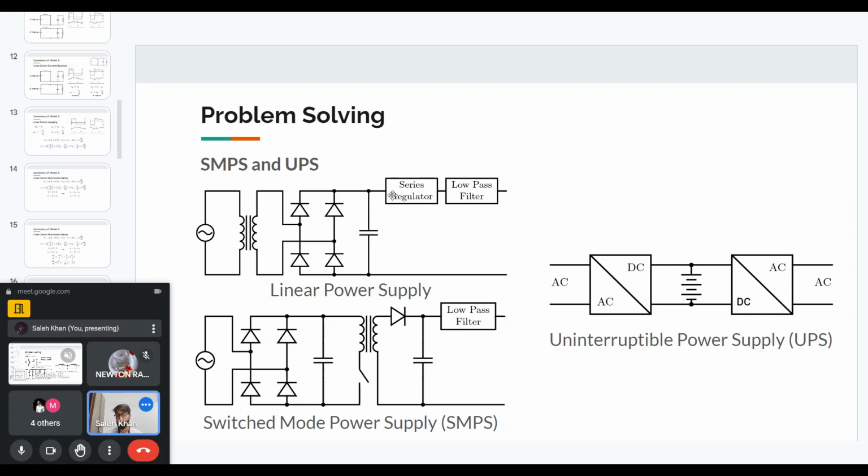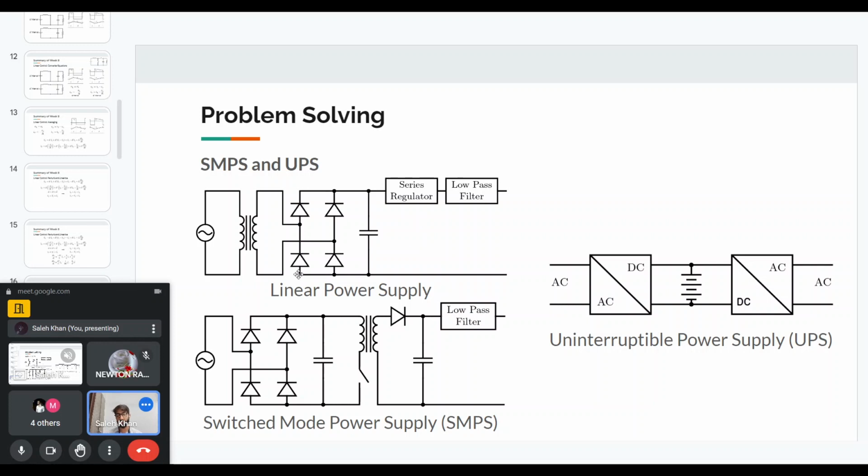And then the series regulator is basically whatever the voltage difference that we want at the output, and we will have some higher voltage at the input. The difference is basically dissipated as heat. So that means this kind of a system has a high amount of loss as well, and that loss will lead to a large heat sink.